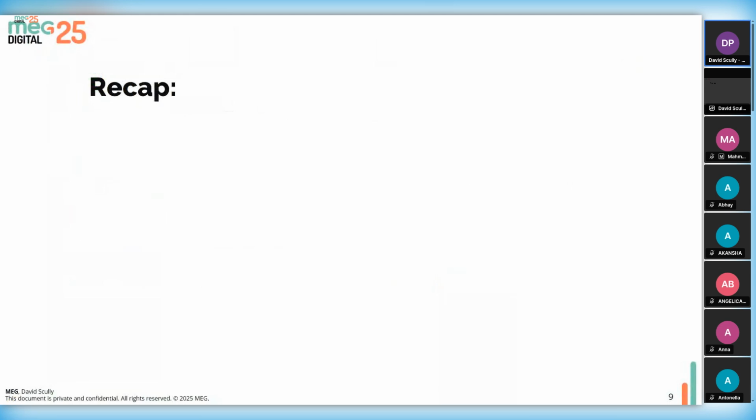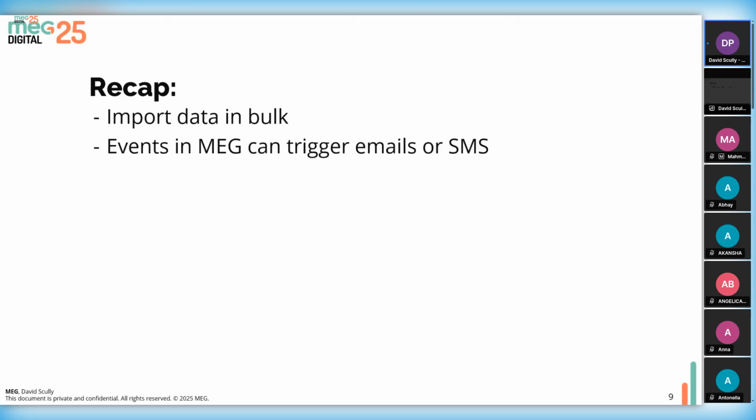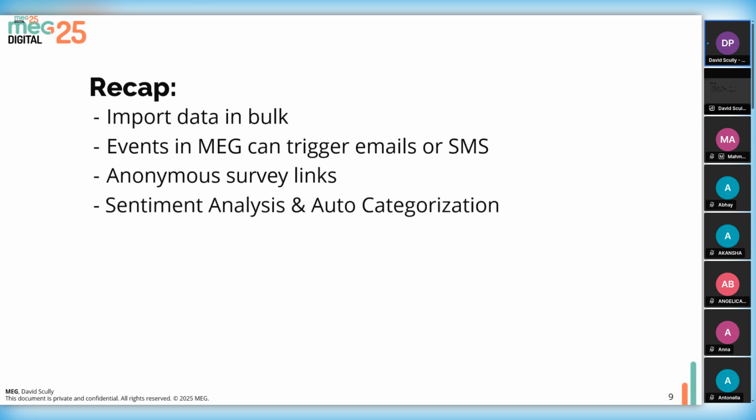So you've seen how easy it is to import patient data in bulk, saving time and removing manual entry. We looked at how events in MEG can automatically trigger emails or SMS to the patients so we can receive their feedback via a survey. You can share anonymous survey links or allow identified responses. We explored how sentiment analysis and auto-categorization can help. We also showed how we can capture the Net Promoter Score, giving you a clear measure of overall patient satisfaction.